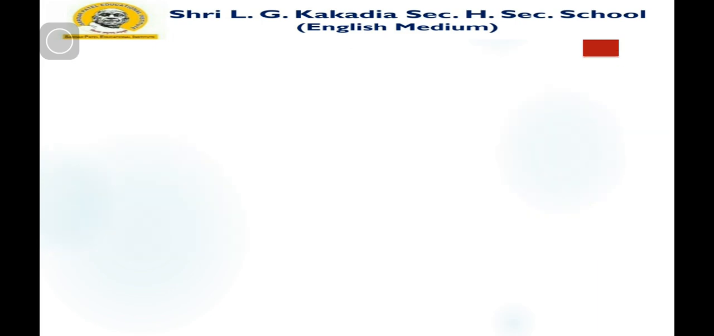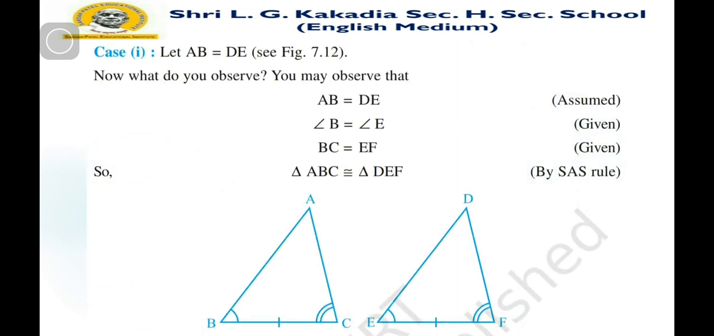Let me take case 1. Here we are going to take three cases. In case 1, we assume that AB is equal to DE. Now AB is equal to DE we assumed, then angle B is equal to angle E is given, and BC is equal to EF is also given. So by the SAS rule, both triangles are congruent.